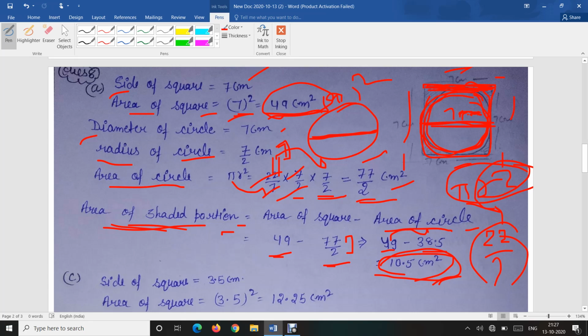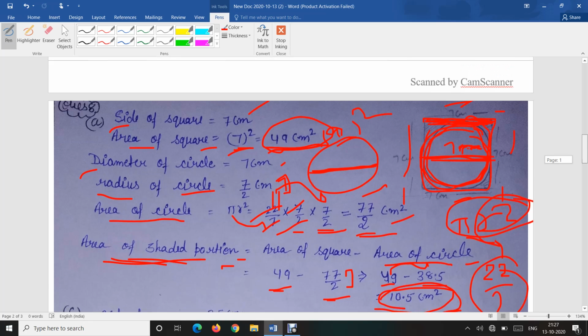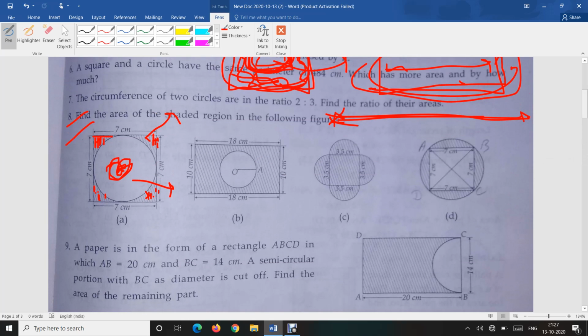Hope you understand this question. Now let's see the next part of this question. Part number C. You have to try it yourself.